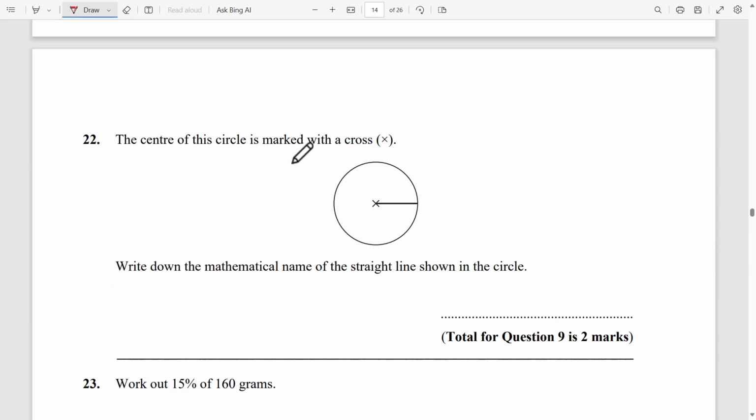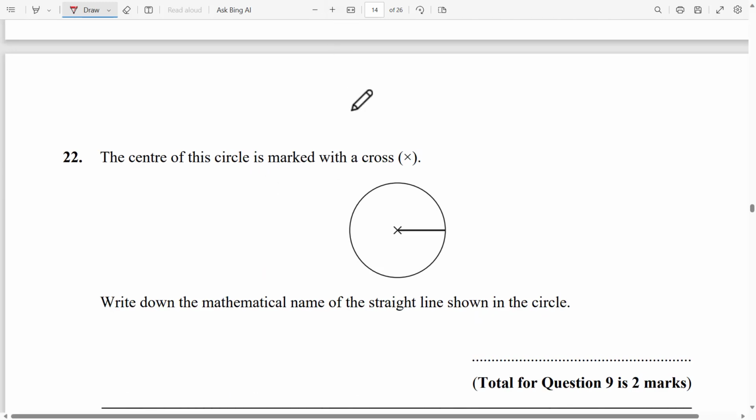Next question. The center of the circle is marked with a cross. Write down the mathematical name of the straight line drawn on the circle. Okay, the name of this line is definitely the radius.